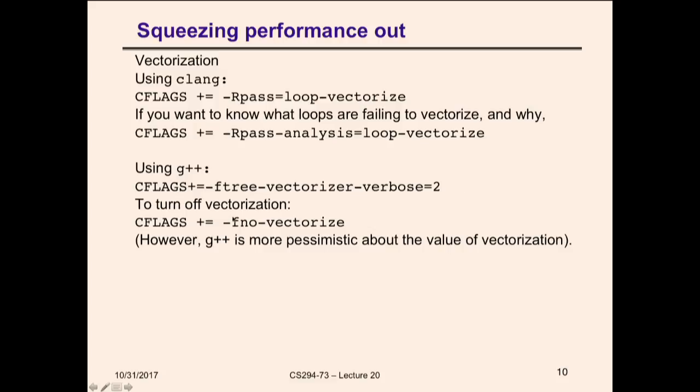Now, there's something else you can do in using G++: you can force it to turn off vectorization and see if it makes any difference. It turns out G++, for this particular application, at least for the versions of G++ I'm running and on the platforms I'm running, is more pessimistic about the value of vectorization.